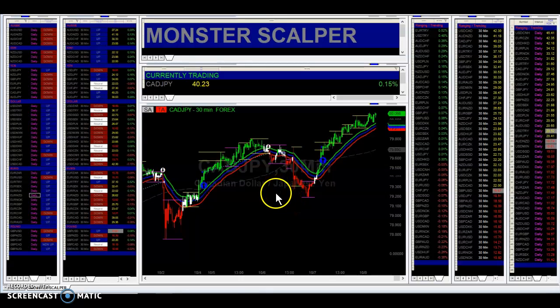Today, guys, we're going to talk about how to manage your trades. Once you're in the trade, there are several things that we want to pay attention to maximize our opportunities. So we're currently trading CAD yen. So if you look here, currently trading CAD yen.